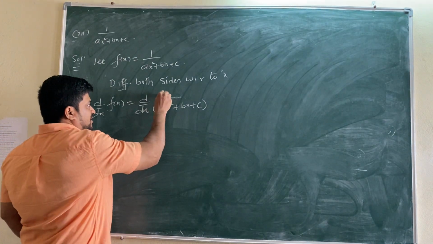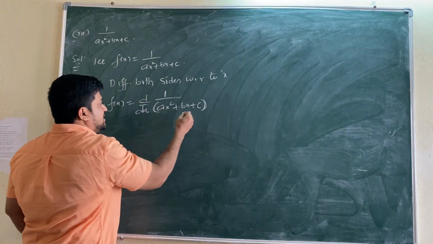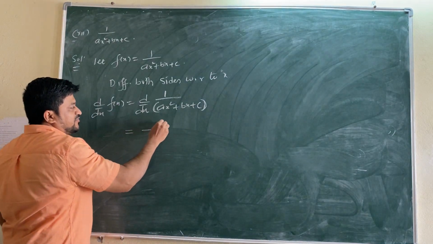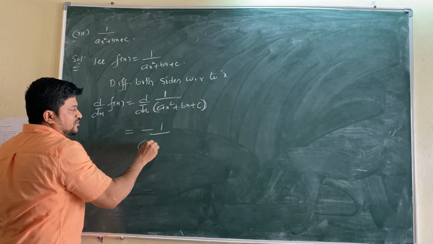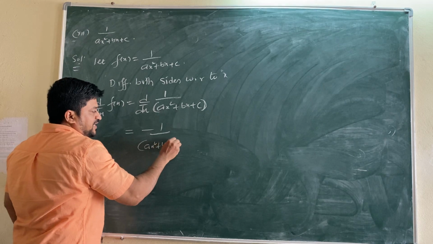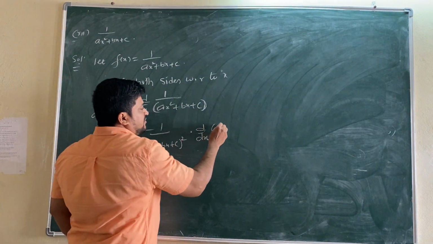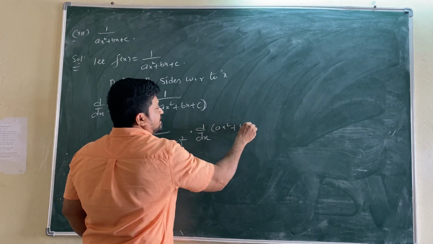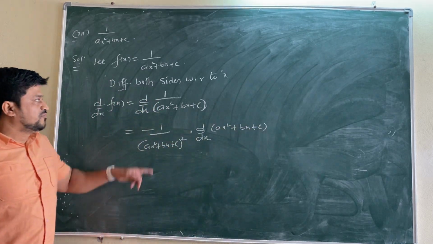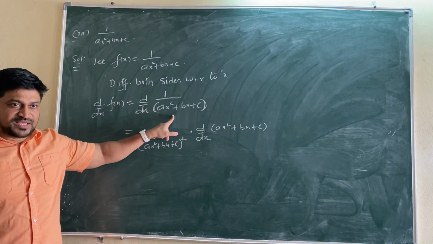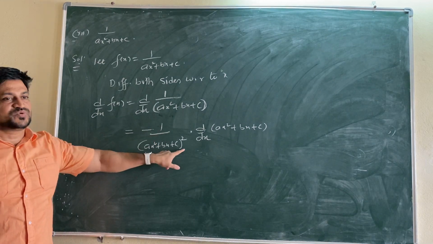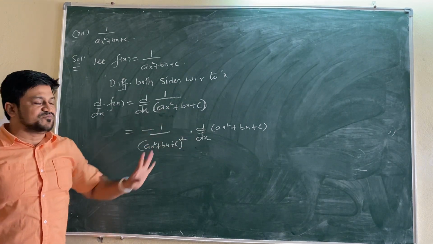We have to think that 1 by whatever is given, consider this to be x. The derivative of 1 by x is minus 1 by x square, into dy dx of whatever we have taken as x, that we have to write. Got it? 1 by x is minus 1 by x square into the derivative of the inner function.